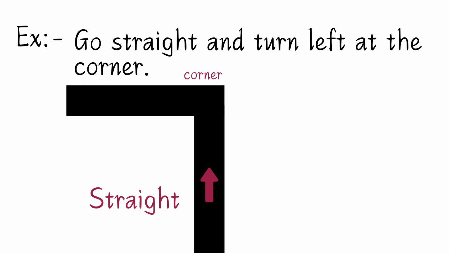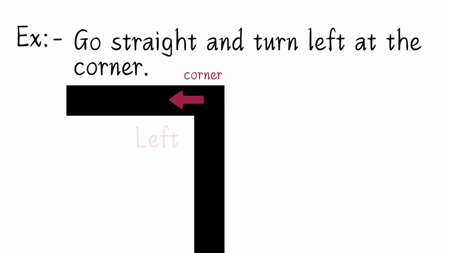Section 2. Giving simple directions. Now, let's put these phrases together to give some simple directions. Here are some examples. First example. Go straight and turn left at the corner. Here, we are telling someone to go straight and then turn left when they reach the corner.